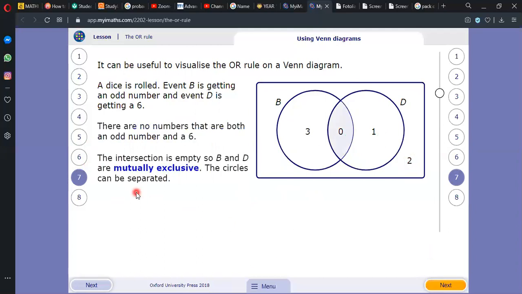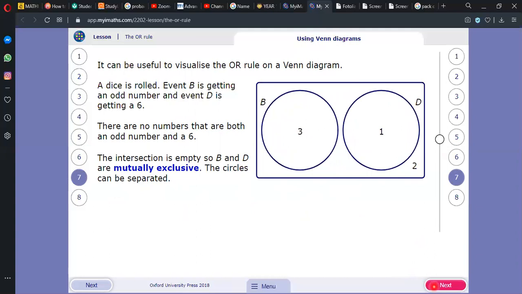If you take a look at the next one, we'll see that there are no numbers that are both an odd number and a 6. That is why the overlap here is 0. The intersection is empty. So B and D are mutually exclusive. So since they are mutually exclusive and there's nothing common, we can simply separate the circles.